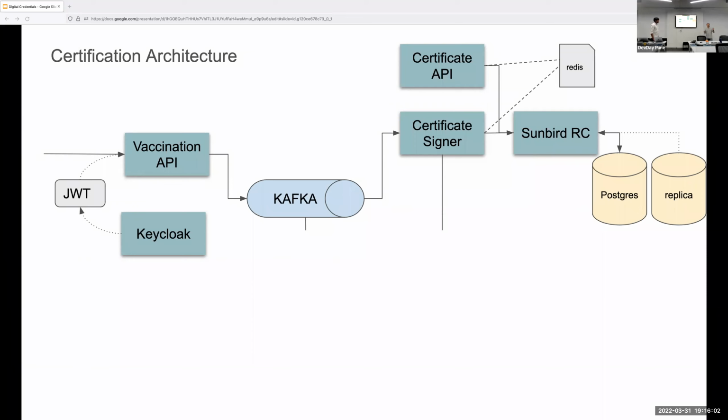It's a customizable schema-based registry. It has multiple backend options. We use Postgres with multiple replicas to make it highly available.